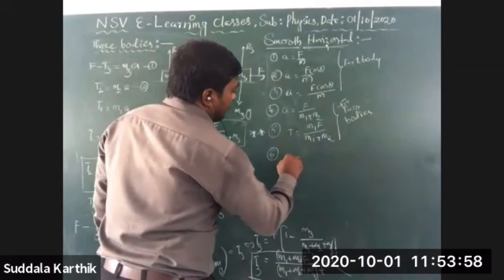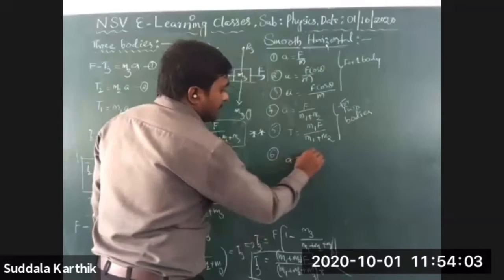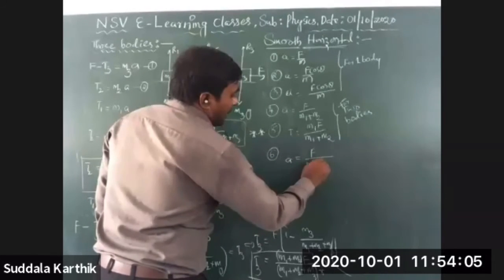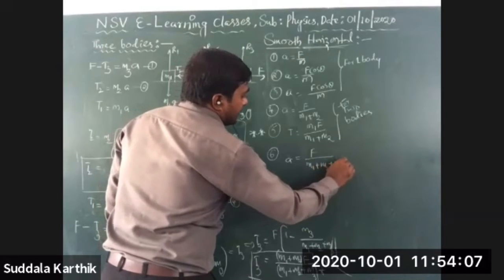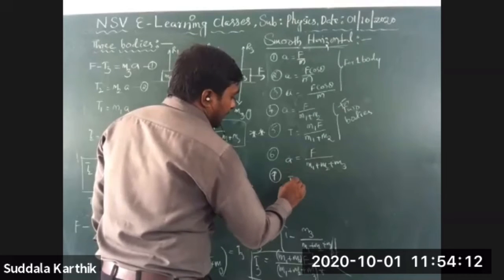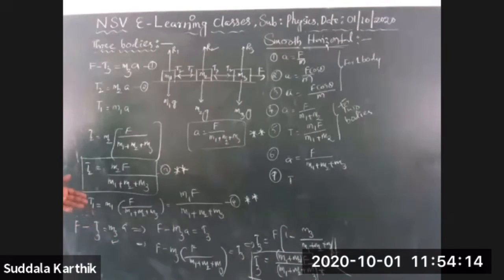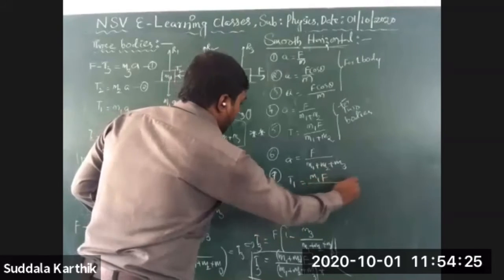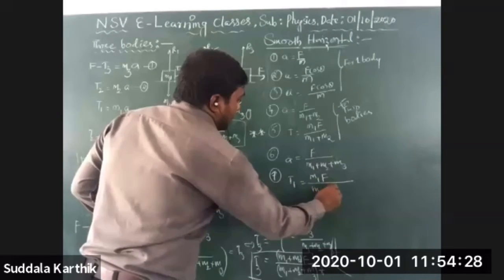Tell me, a = F/(m1+m2+m3). The seventh one, what is that? T, yes. T1 or T2? T1 is T1 = m1F/(m1+m2+m3).